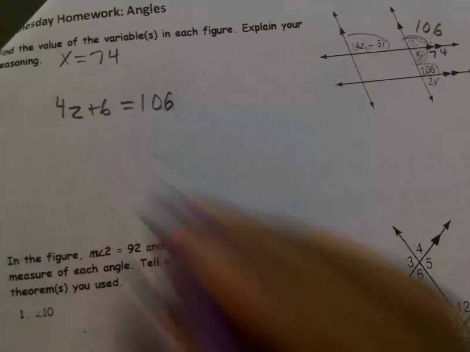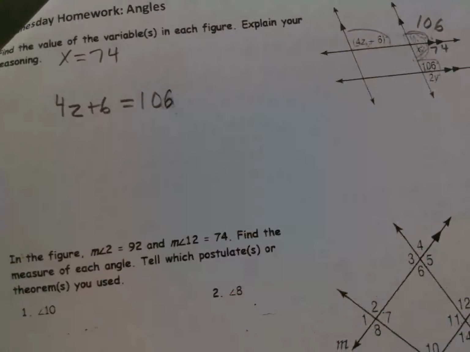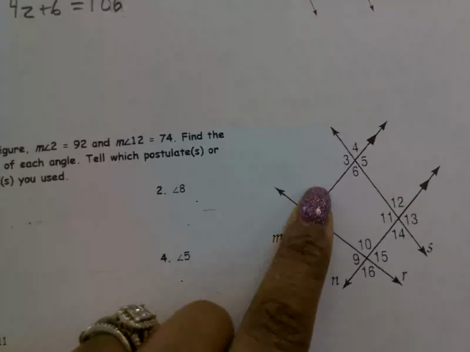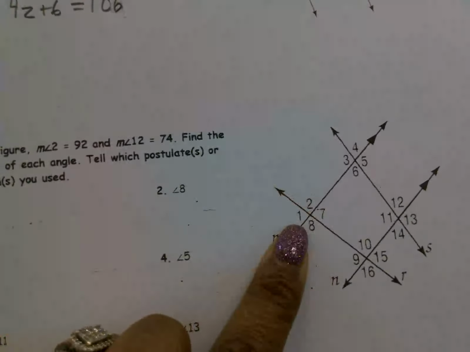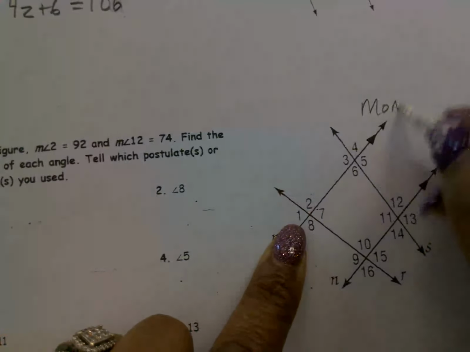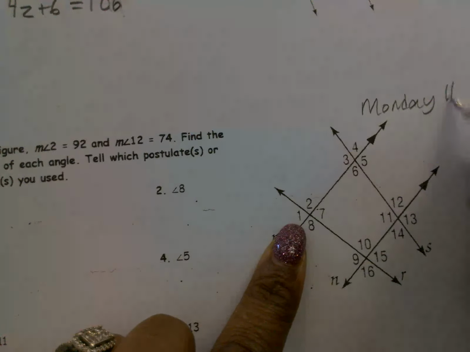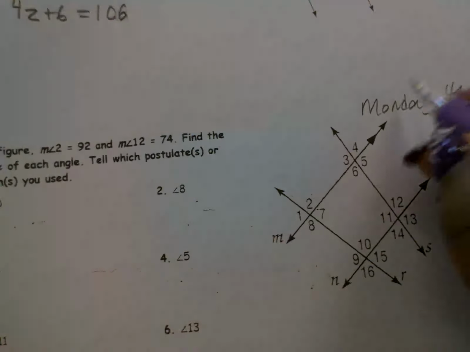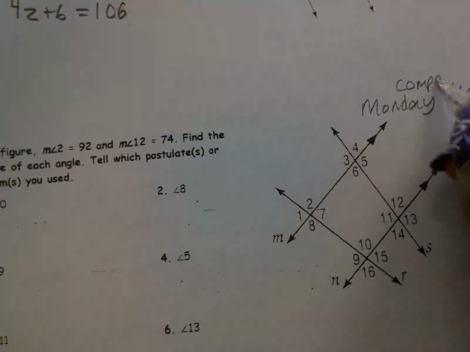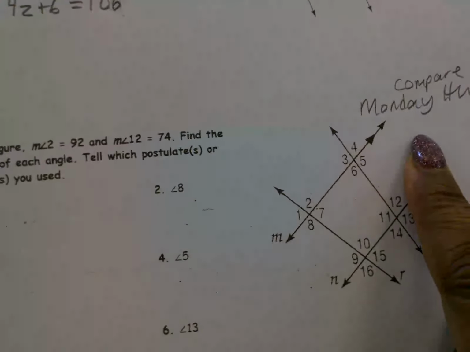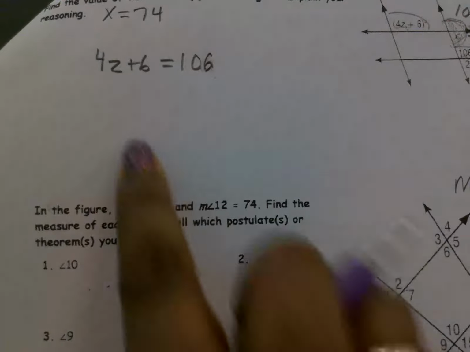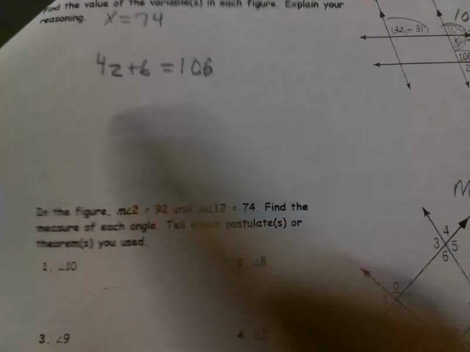So now all you're doing is solving that equation. Now what we did here is the same thing that we did yesterday. So go back and look at Monday's homework. And you should be able to do this second problem. So solve this and find the answer for z.